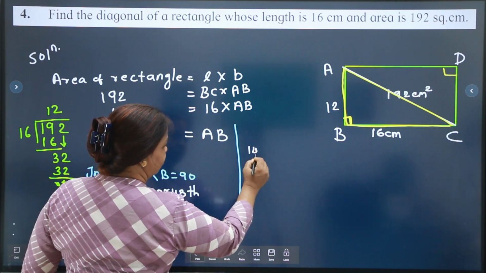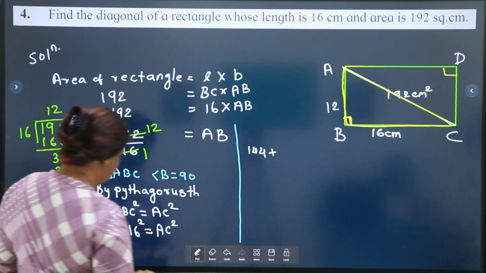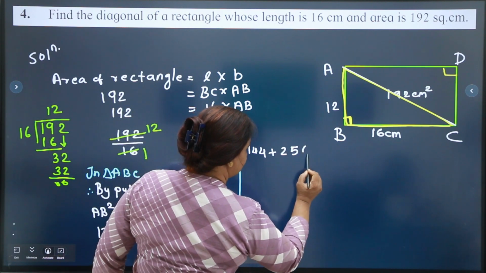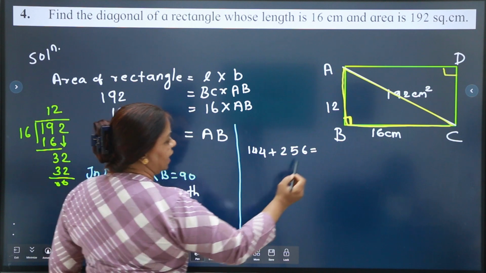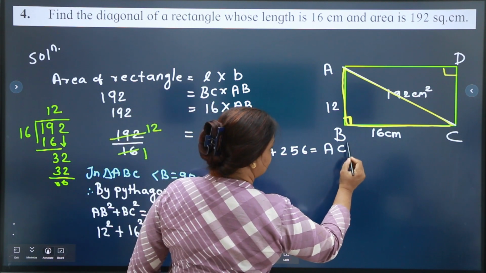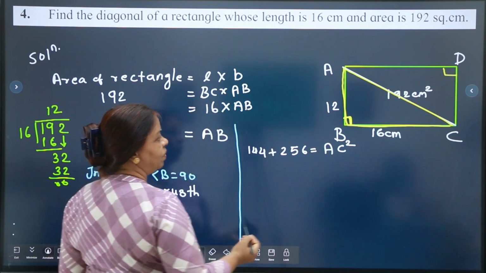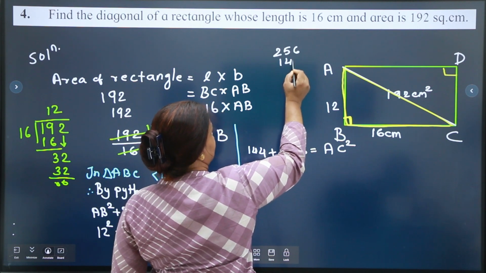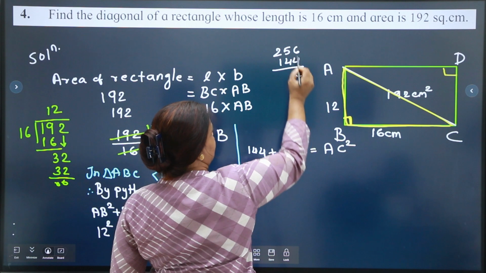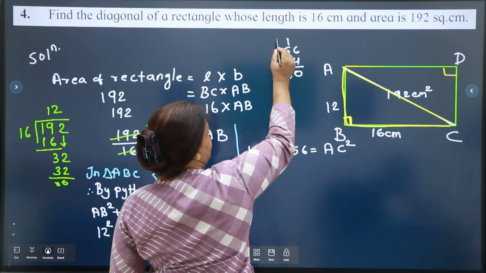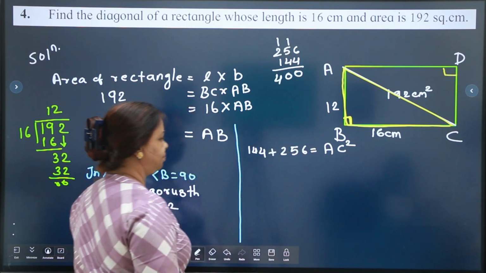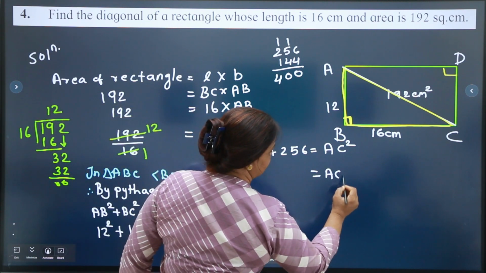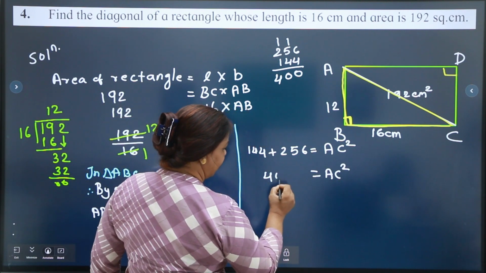So 144 plus 16 square, which is 256, is equal to AC square. 144 plus 256 is 400. So we will get AC square as 400.